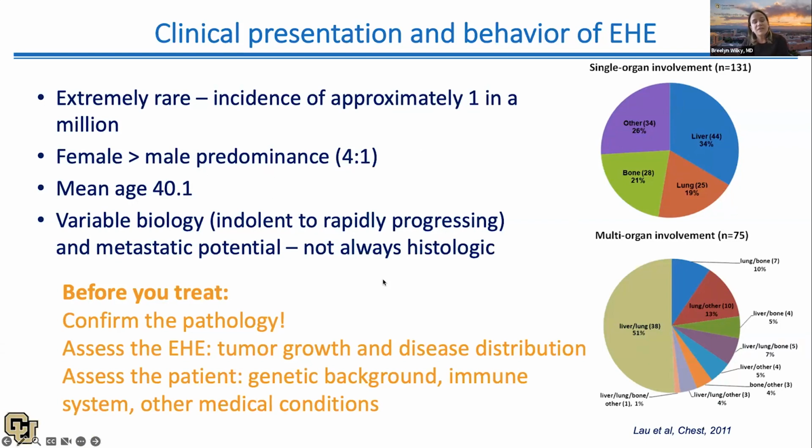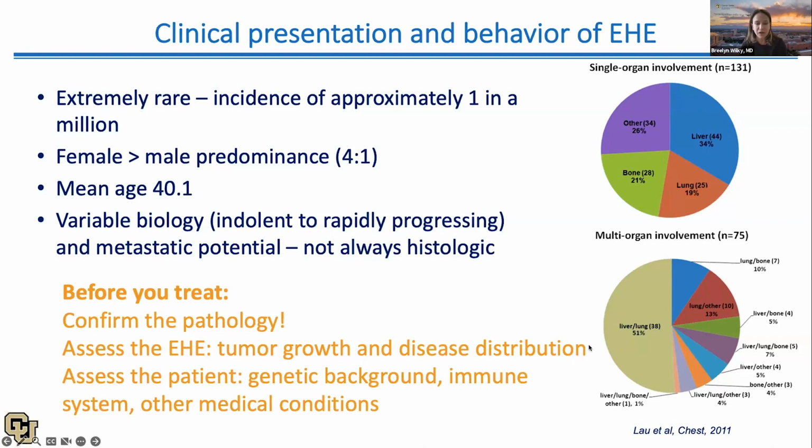So the key things that we want to do in our cancer center, and wherever you're getting treated, are, before you make any decisions about treatment, first and foremost, confirm the pathology, make sure that we're actually dealing with an EHE. Because as we heard, there's a bunch of different mimickers, and treatment is wildly different, as is prognosis. We want to learn as much as we can about the EHE itself. So the actual tumor, what is it doing? Is it growing? And where is it?